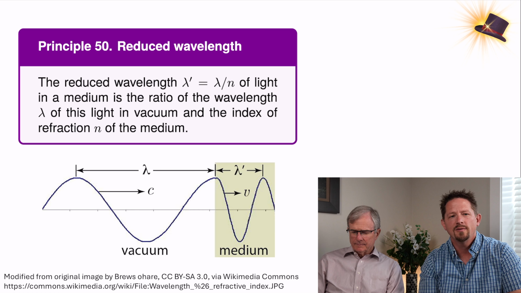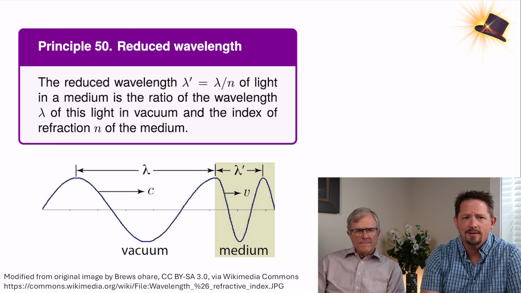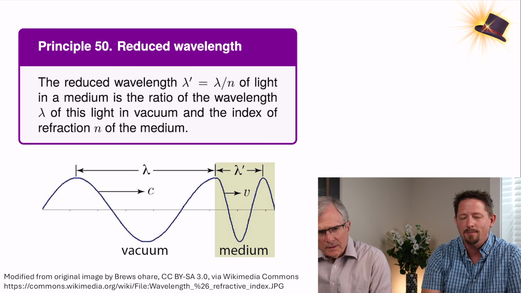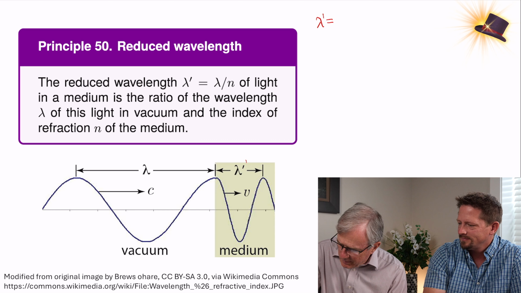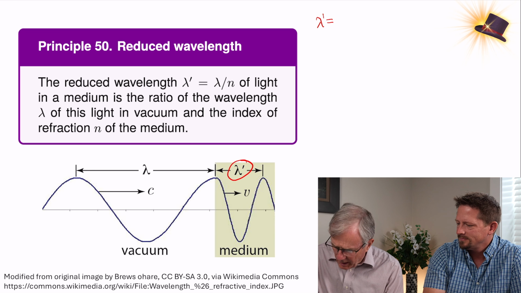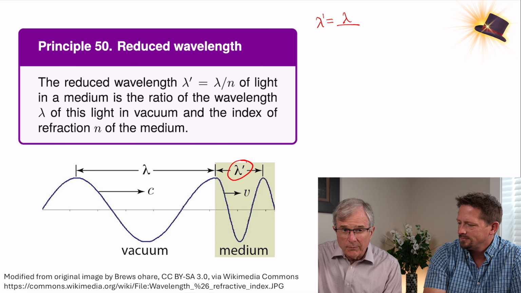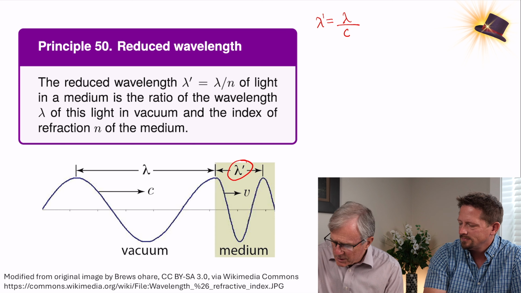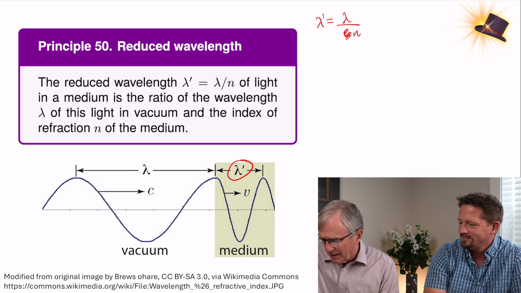Principle 50, reduced wavelength. The reduced wavelength lambda prime equals lambda over n of light in a medium is the ratio of the wavelength lambda of this light in vacuum and the index of refraction n of the medium. So we're just saying the same thing in equation and in words. So lambda prime, the wavelength of the light in the medium, equals the wavelength of the light in vacuum divided by n.